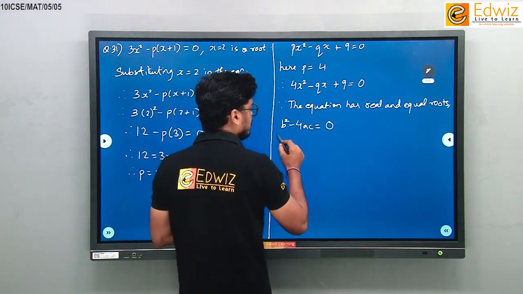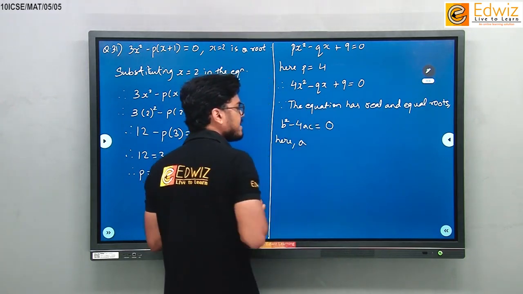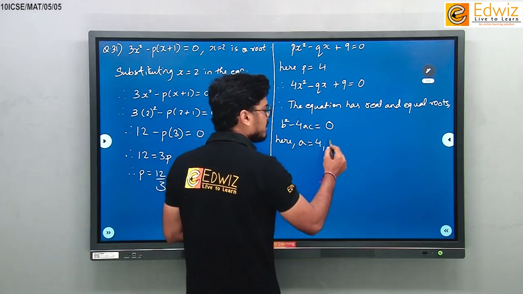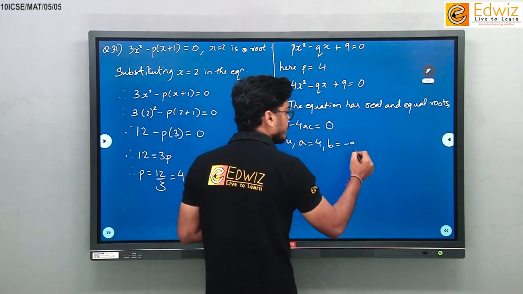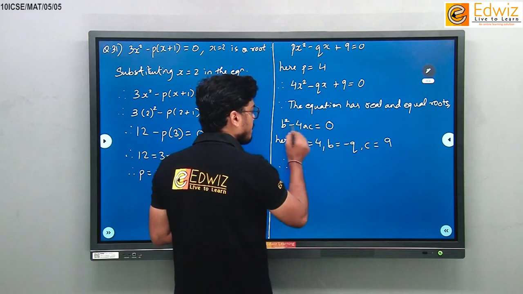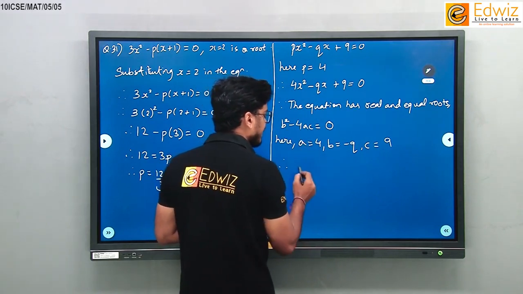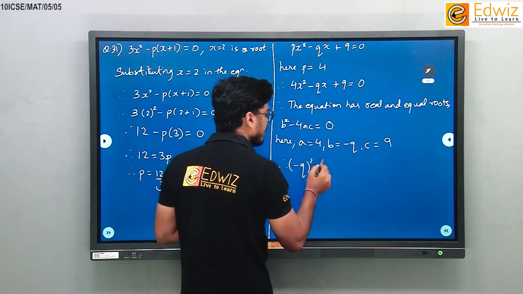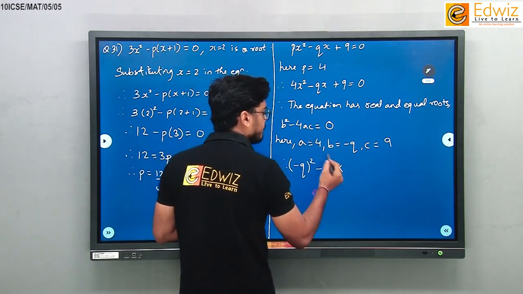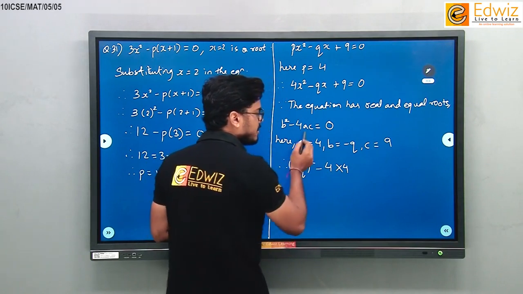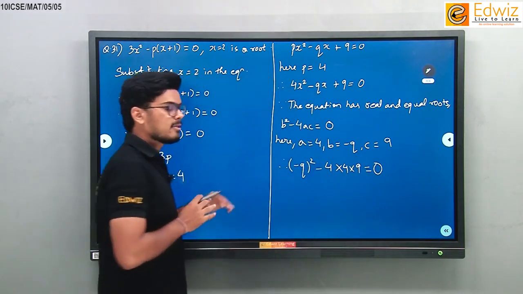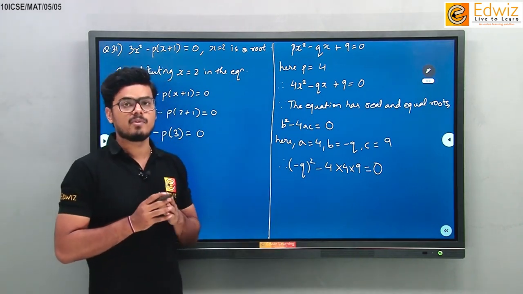Okay, so here by comparison we can say that a is equal to 4, b is equal to minus q, and c is equal to 9. Therefore, in place of b square minus 4ac, I can write minus q the whole square, minus 4 multiplied by, again a is also 4, c is 9. This is going to be equal to 0. So from this equation we will get the value of q.